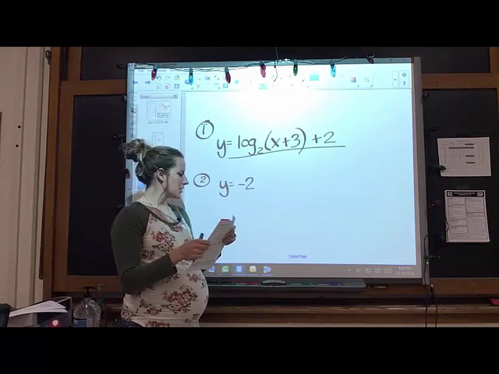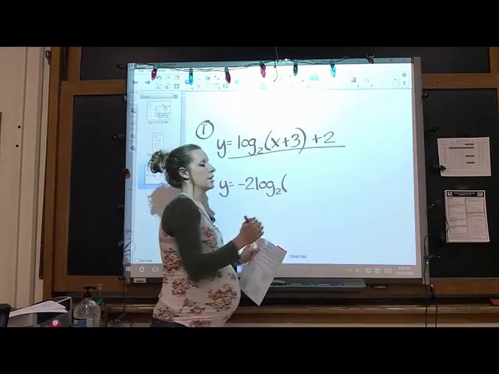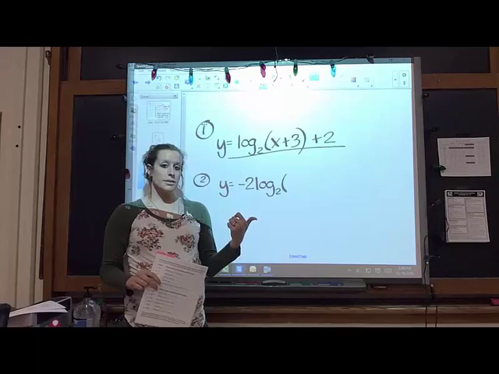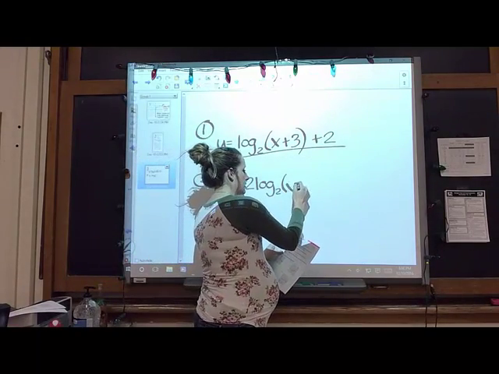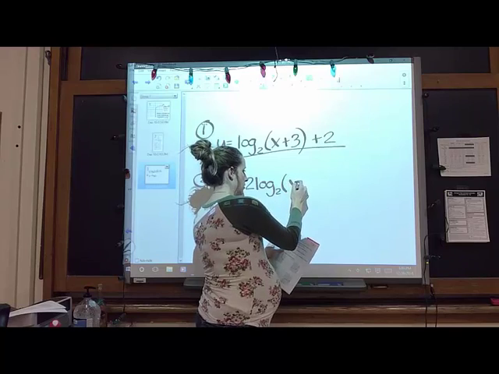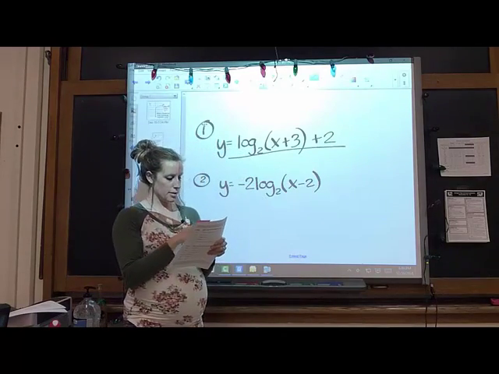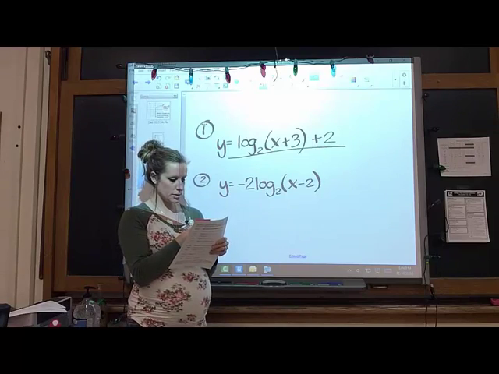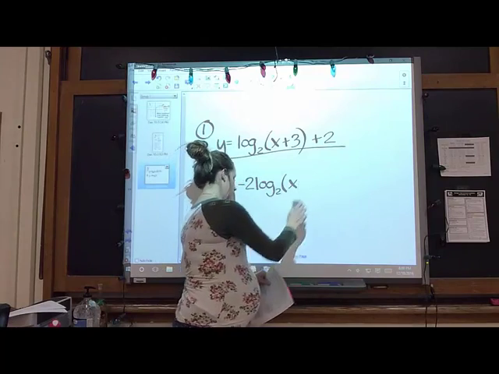And we're going to shift it to the right. So we're going to have the log base of 2. To make it go to the right, we're going to have it in parentheses. Okay, and it's going to be x minus 2. It does the opposite. So x minus 4. We're going to the right 4.